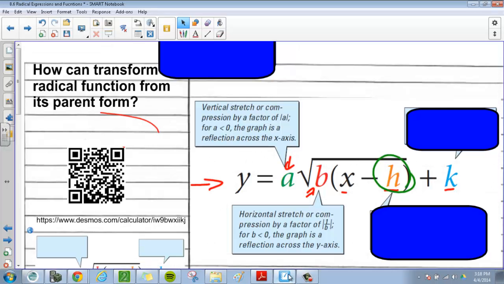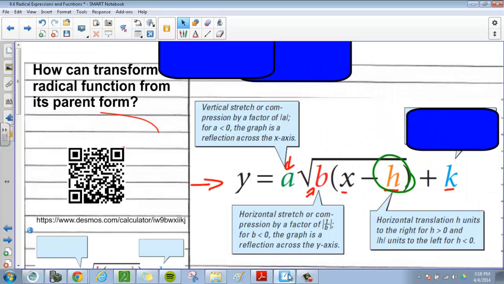Let's put that in our notes right here in this section. A horizontal translation of h units to the right for when h is greater than 0. You can write this differently than how I have it here. And the absolute value of h units to the left for when h is less than 0. So when h is greater than 0, it's moving to the right, and when h is less than 0, it's moving to the left.